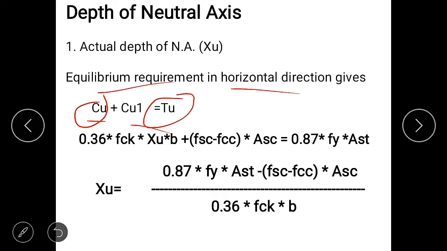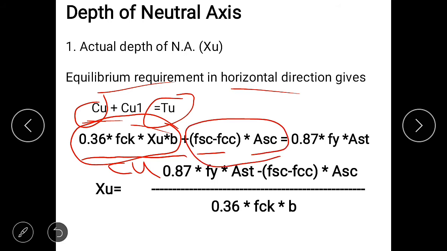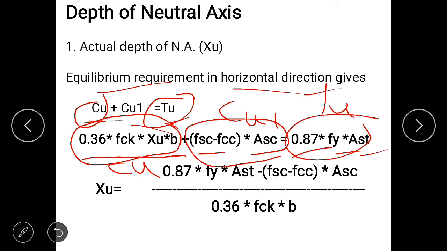So put this value here. What is CU? CU is 0.36 fck xu into b. It is CU. (fsc minus fcc) into Asc, it is CU1. And TU is equal to 0.87 fy into Ast. So it is TU. Okay.